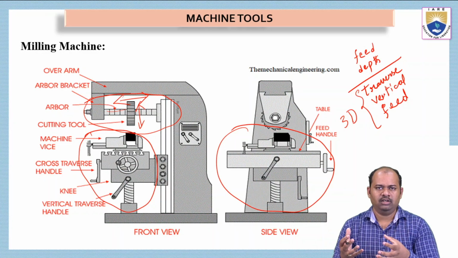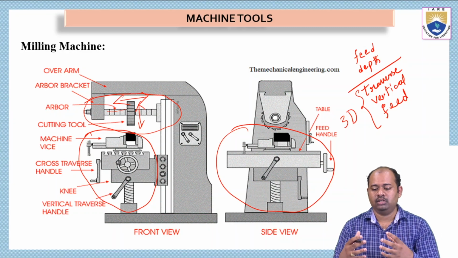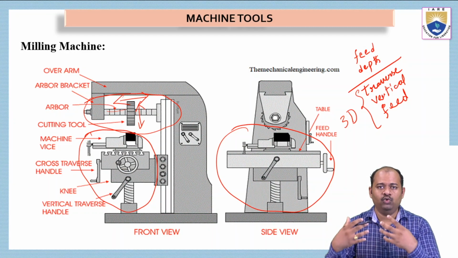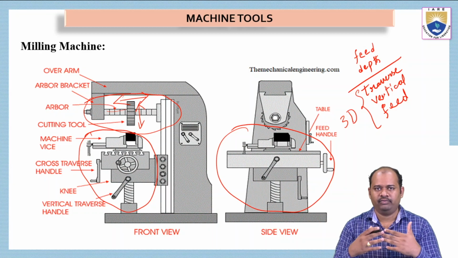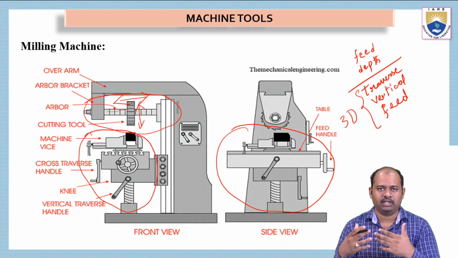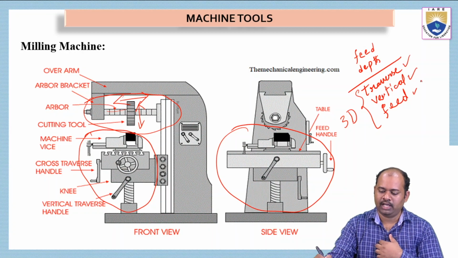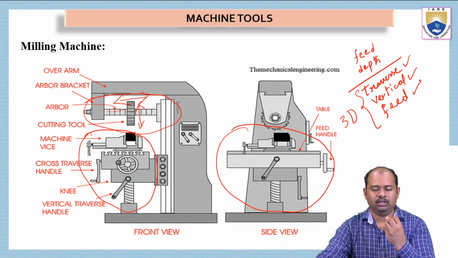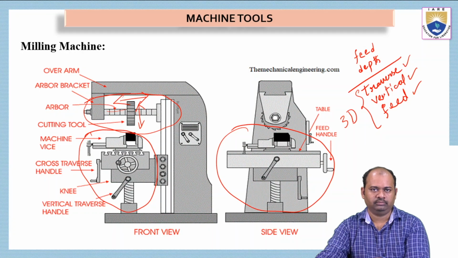So the working of this milling machine is more complex than the lathe machine, because the milling machine requires the movement to be controlled in three-dimensional space. Forward, backward, left, right, which is feed; forward, backward, which is traverse; up and down, which is vertical. All three motions have to be controlled by the operator. That is why so many different types of operations are possible on the milling machine.